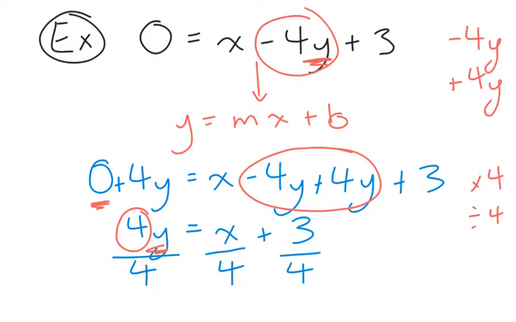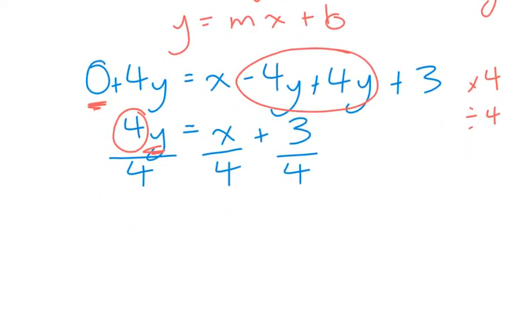Let's go ahead and simplify some of these numbers. This should be pretty easy. 4 divided by 4 is equal to 1. And a positive number divided by a positive number gives you a positive number. So it will be positive 1.